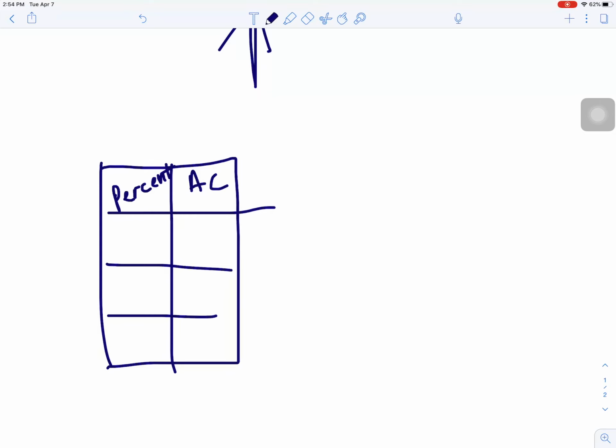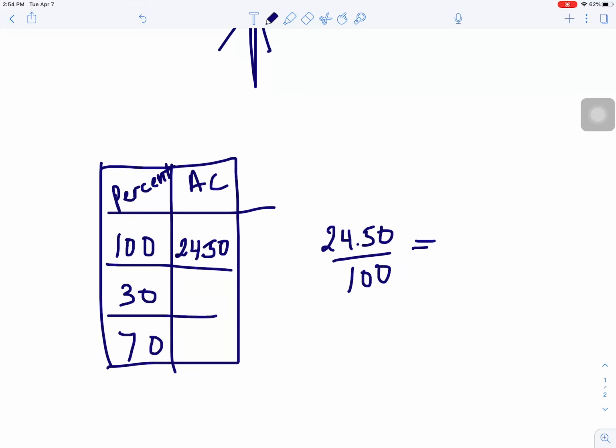The regular price was $24.50. So at 100%, we're sitting at $24.50. And then it says it was on sale for 30% off. So we've taken 30% off. And it says, what is the sale price? So we're actually wondering what that 70% that's left is worth. So if you look at our numbers, we have $24.50 over 100 equals what over 70? That's what we're trying to figure out.